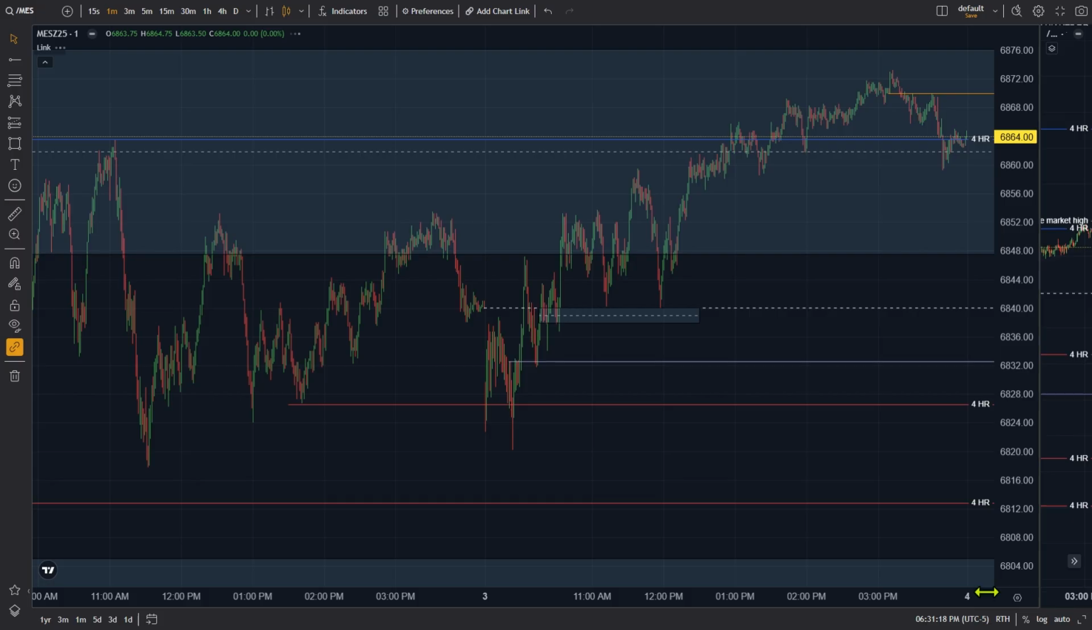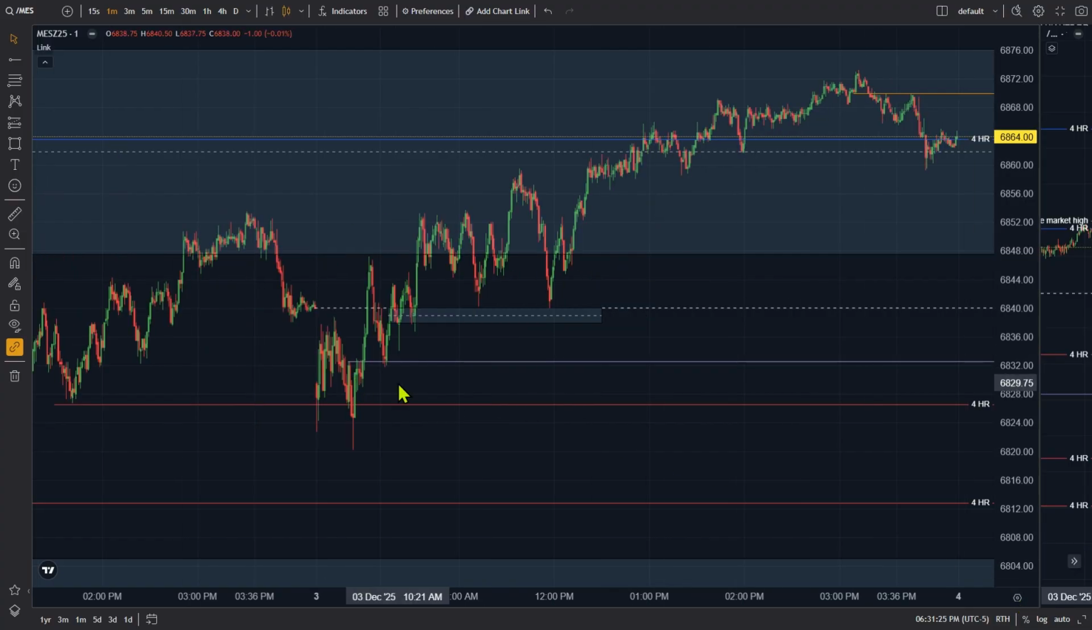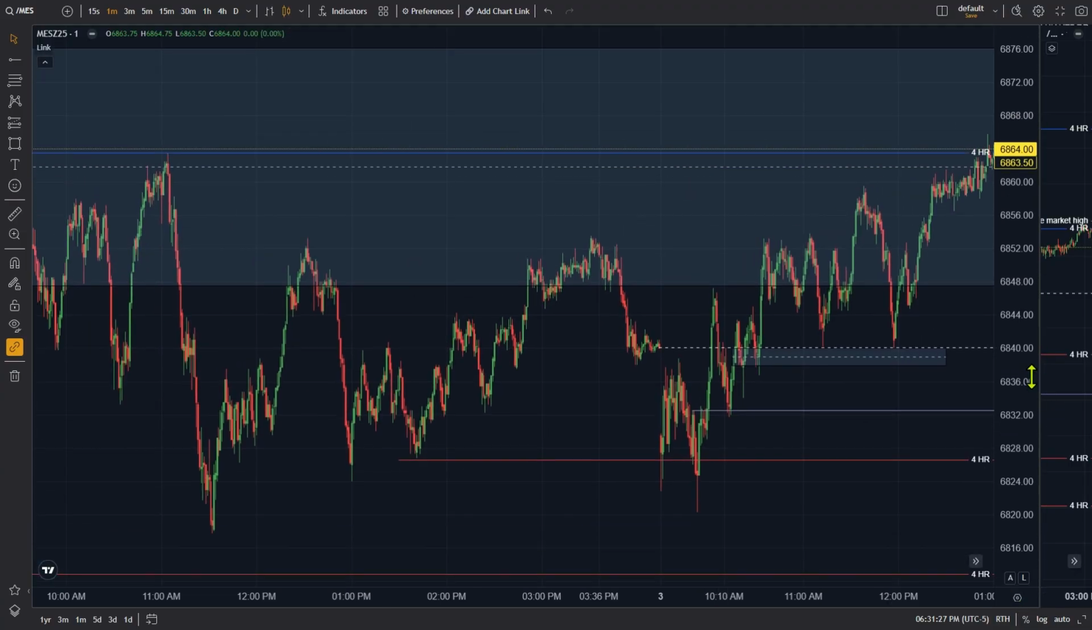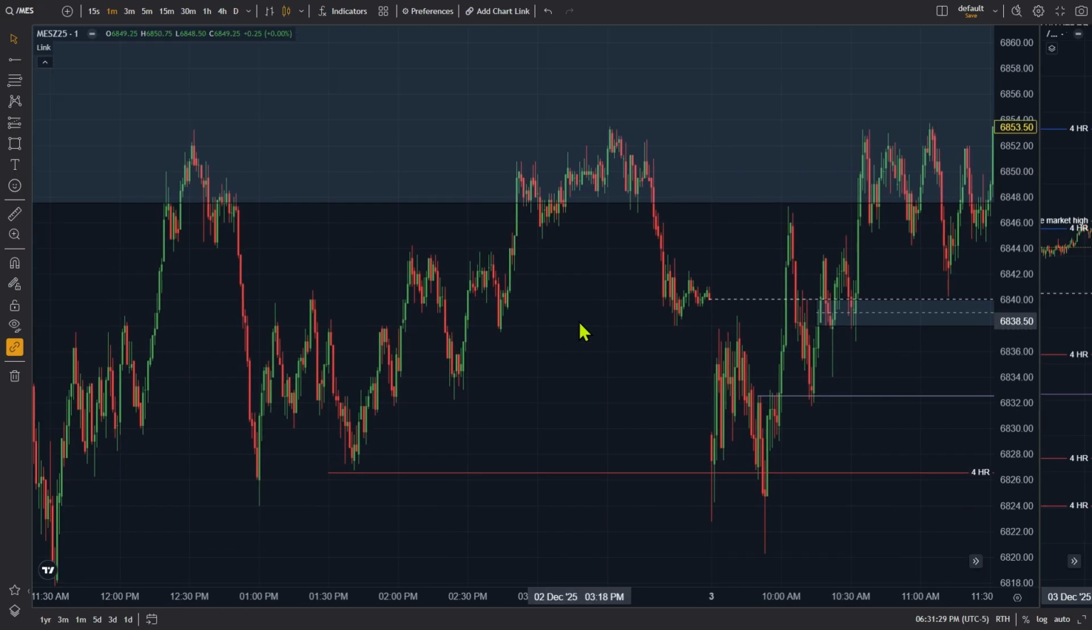Let's do it on a 1 minute chart here. We are on regular trading hours only. If you don't know how to do that, it's right here. Extended versus regular trading hour. Click regular trading hour only, and that will show you any gaps in the market for New York session.